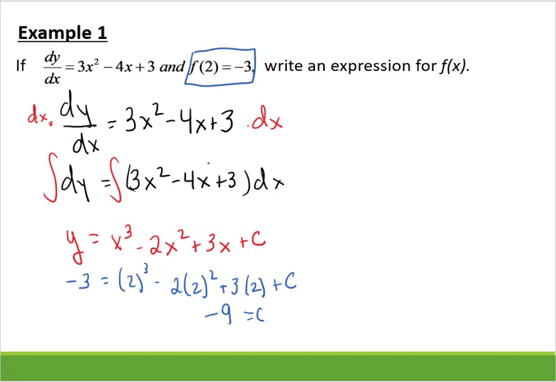You can go through that algebra. I'm not going to bore you guys with that algebra. So then my expression for f of x, since they asked for f of x, let's give them an f of x: x cubed minus 2x squared plus 3x minus 9.